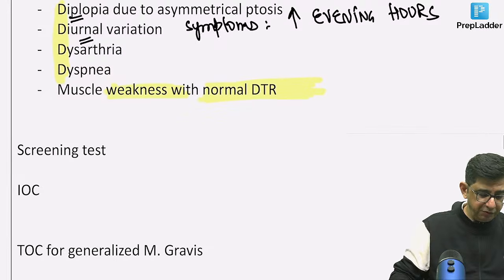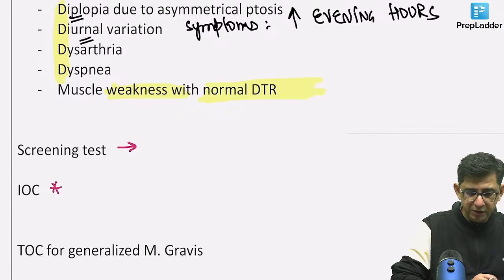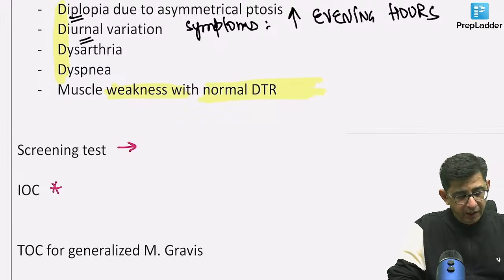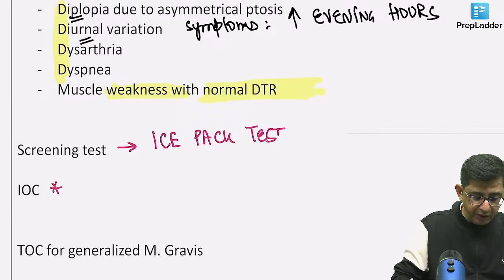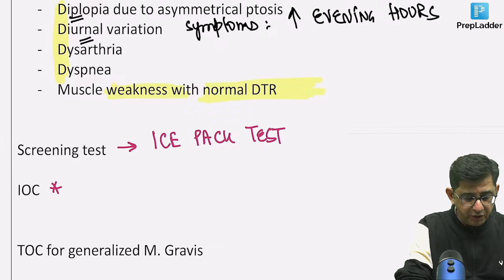And in last time's FMG exam, the question said investigation choice. Good. Some people have answered screening also. I'm waiting for your answers. The screening test is not the tensilon test. It is the ice-pack test. Yes, it is the ice-pack test. That is a screening test. He has asked about investigation of choice last winter.